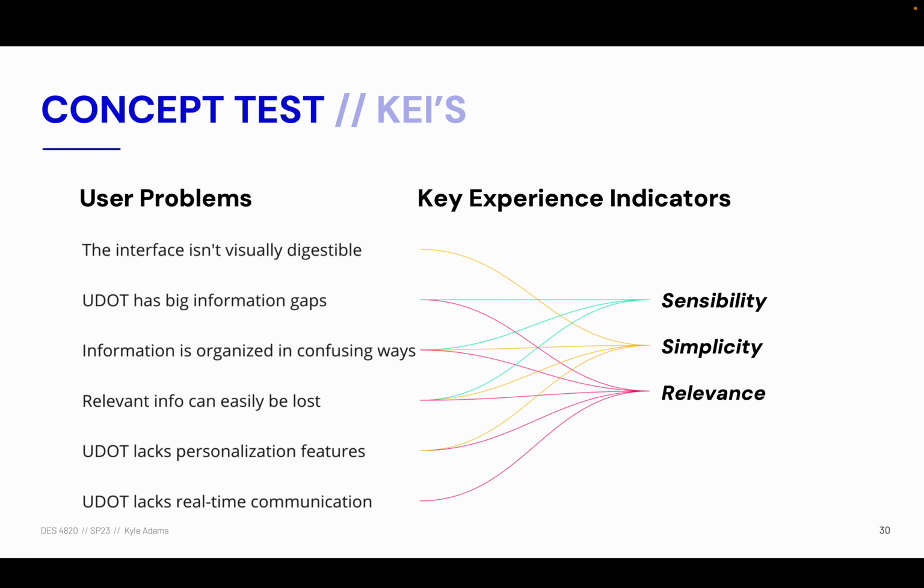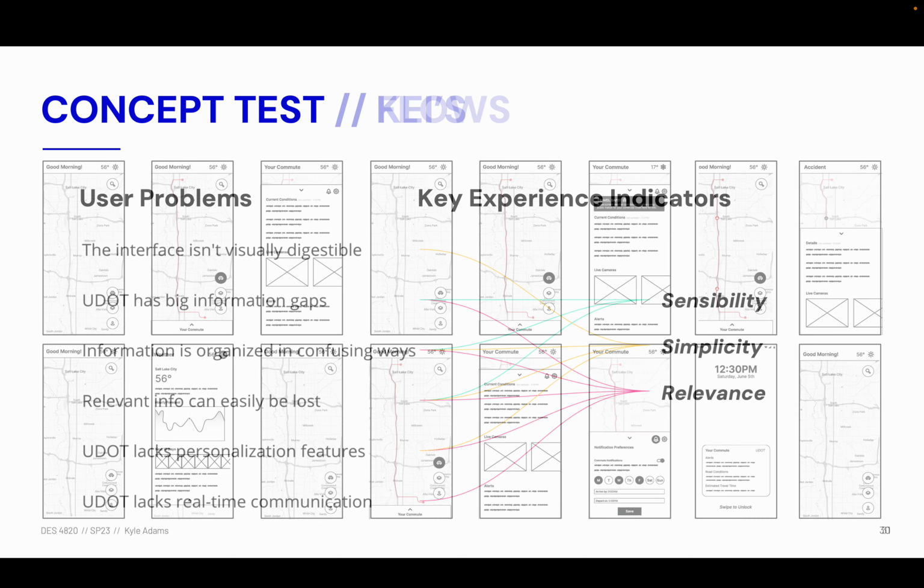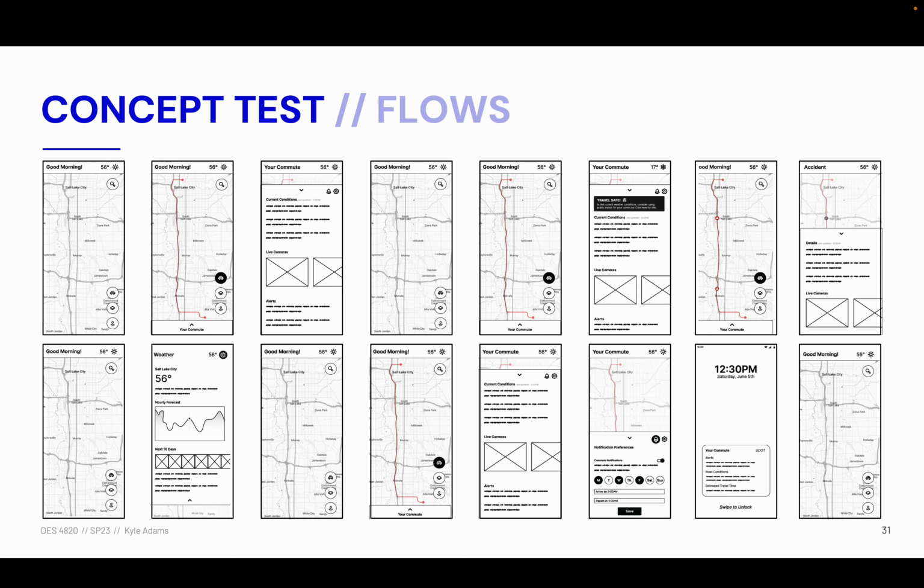To start, I returned to some of my initial interviewees for concept tests. I chose to collect some quantitative data using sensibility, simplicity, and relevance as key experience indicators to test for. These concept screens based on my flow sketches allowed me to validate the early designs, quickly discovering what worked and what didn't.